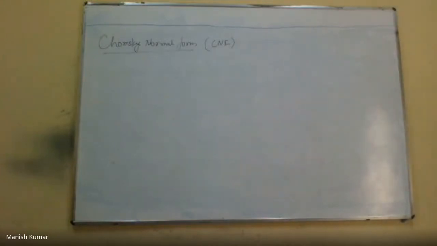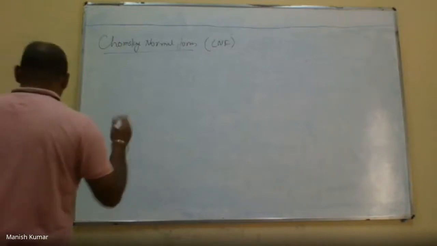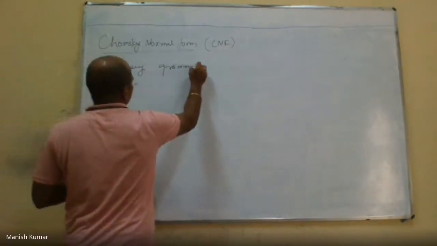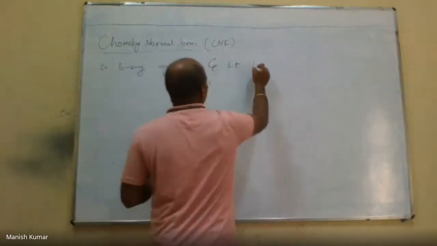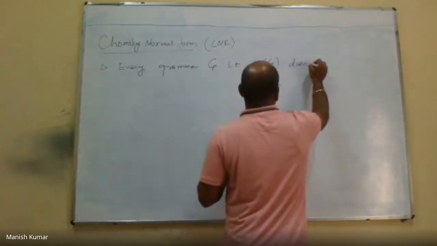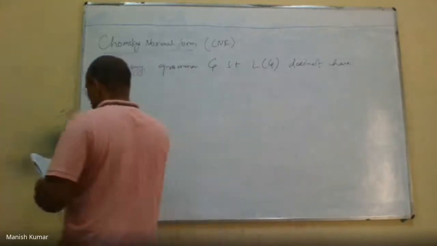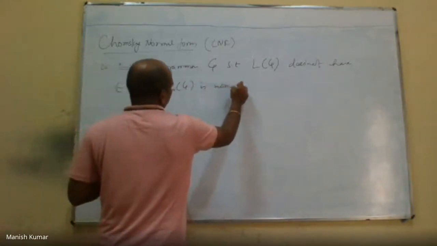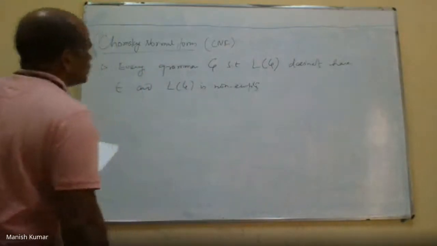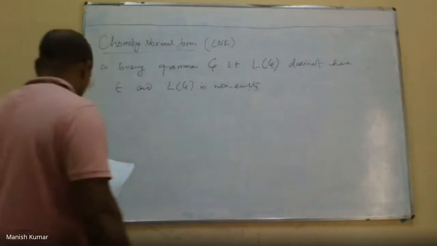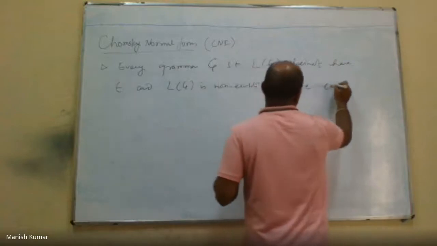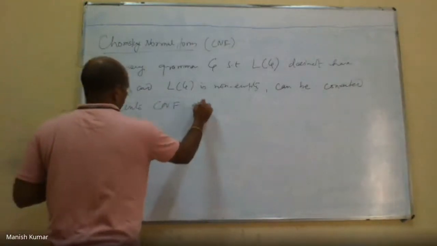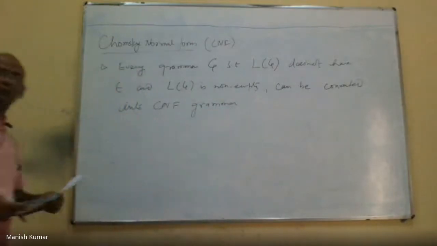So every grammar G such that L(G) does not have epsilon, and L(G) is non-empty, can be converted into a CNF grammar.